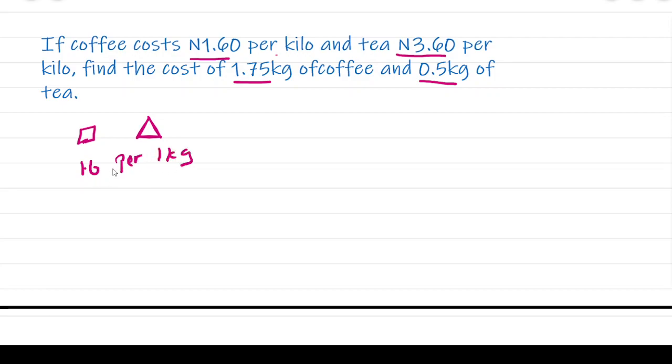So let's first go with coffee. The information is that coffee costs 1.6 naira per kilogram, and then they asked us to find the cost of 1.75 kilogram of coffee. Sorry. Now, this is what we are going to do. We are going to find this separately. So let us find the cost of 1.75 kilogram of coffee. Let's see if we can get the cost here.